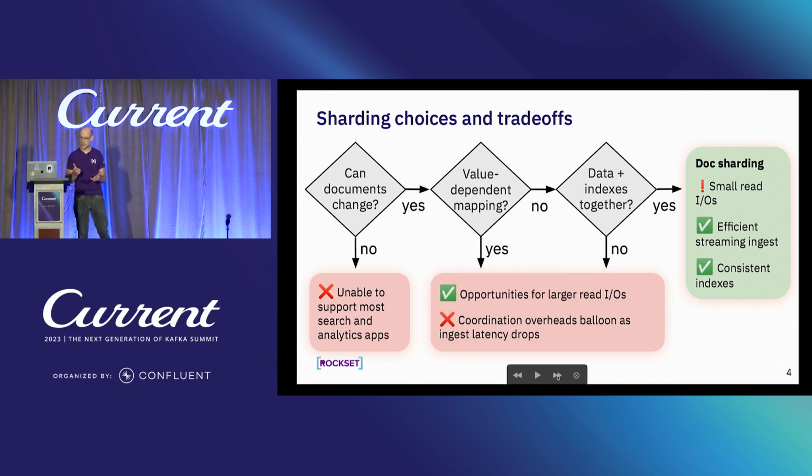The challenge here though is that because the data is mutable and we're making this value independent data mapping, the data items might actually move around as you ingest. So the coordination overheads required to do streaming ingest start to get really out of hand.